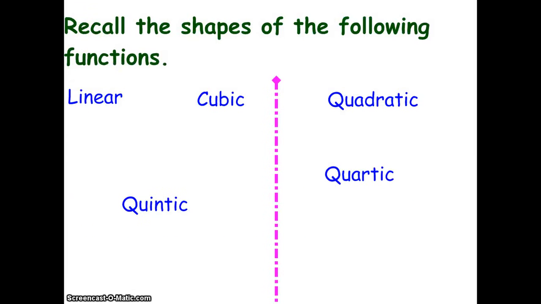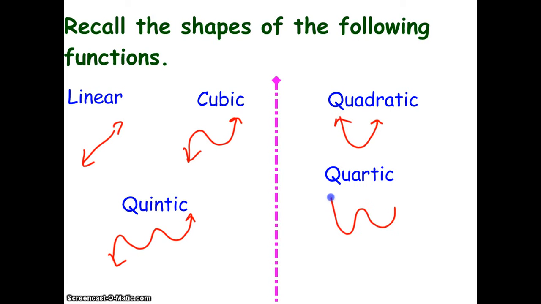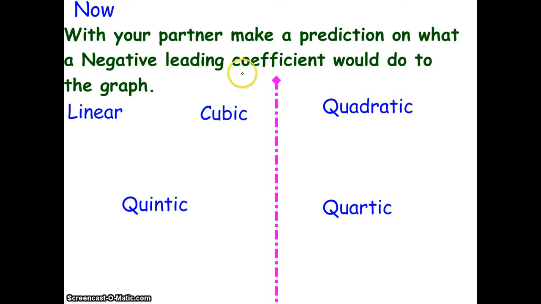Okay, so if we could recall the shapes from yesterday, if you look on the left side of the whiteboard, I have linear, remember that was a straight line, a cubic, a quintic, and a quadratic is a parabola, and a quartic. So I want you to take a couple minutes and try to predict with your partner what your graphs would look like if the leading coefficient was negative.